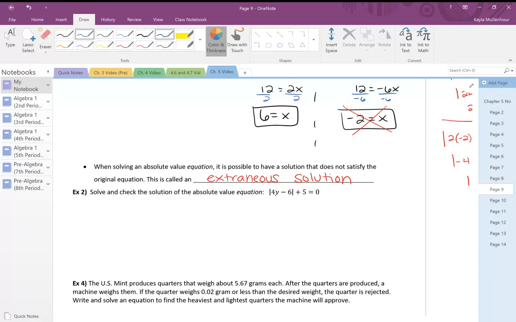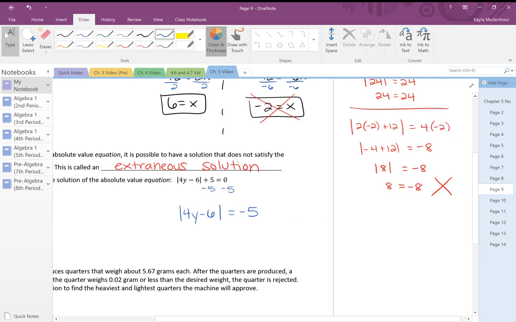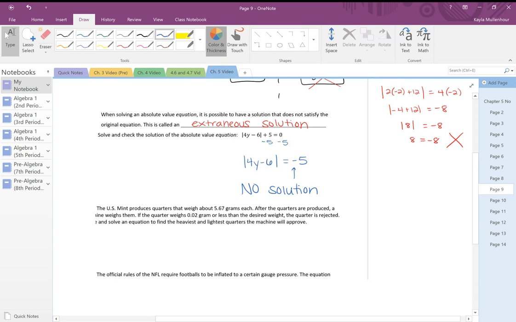And the last one, solve and check the absolute value equation. So if you notice here, the first thing we would need to do to isolate the brackets is to subtract 5 from both sides. And we would get 4y minus 6 inside our absolute value brackets equals negative 5. So again, just like over here, you will never, ever take the absolute value of anything and get a negative as your answer. So you can just say right now that there's no solution. Okay, there's nothing that can be plugged in for y to make that true.